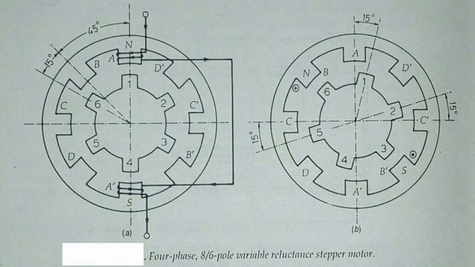This method of gradually shifting excitation from one phase to another, for example from A to B with an intermediate step of A plus B, is known as micro stepping. It is used to realize smaller steps.